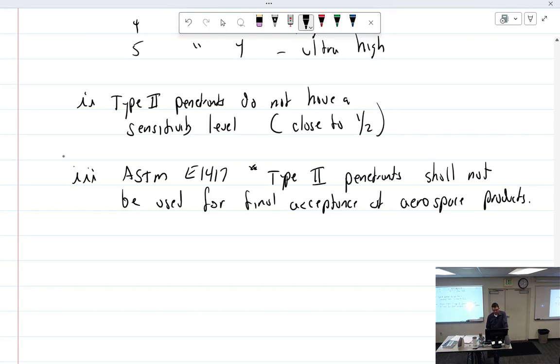I probably should kind of break this out a little bit. Like this would be point one, maybe point two. So point one, according to ASTM E1417, which is the publication for doing fluorescent or for doing penetrant inspections, says number one, type two penetrants shall not be used for final acceptance of aerospace products, which means not parts that you can physically see. You cannot use it on an aerospace product, which I take to mean an aircraft. And point number two.